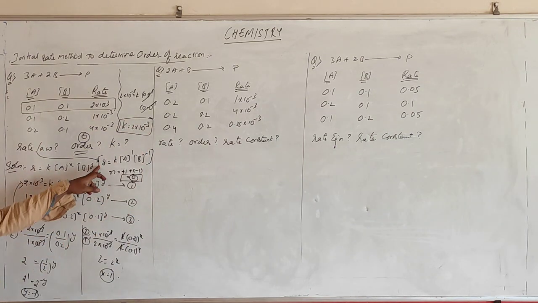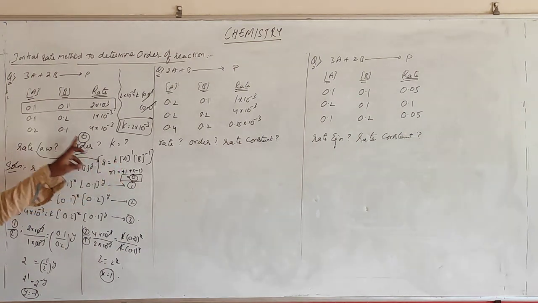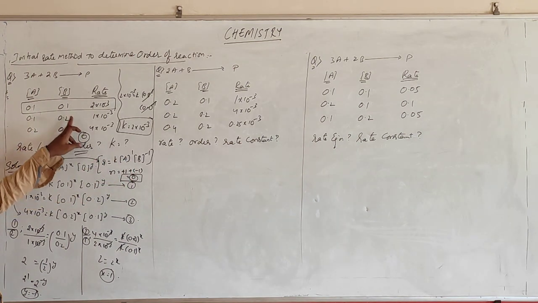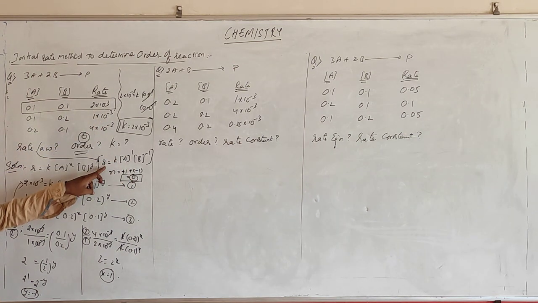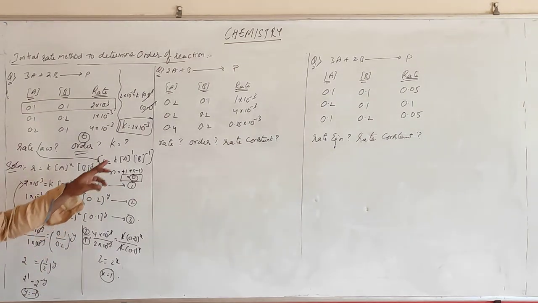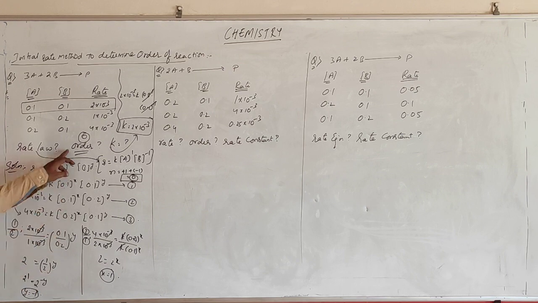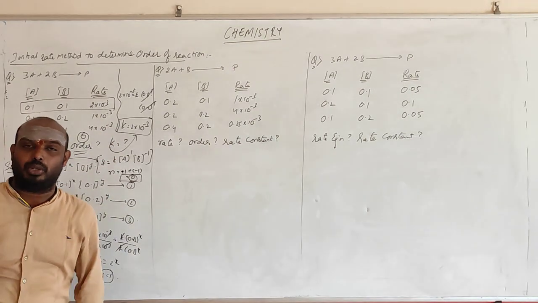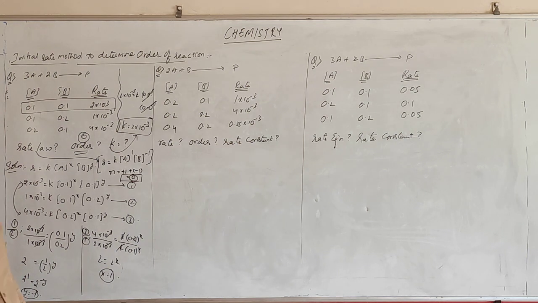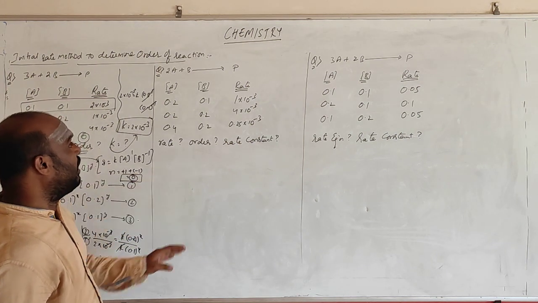You take this equation, in the a value you keep this value, in the b value you keep this value, and you know the r value, so you will get the k value. So the k value has come out. The rate constant value is 2 × 10^-3. The reaction is zero order, and the rate law is r = k × a^1 × b^-1. Okay. Right.